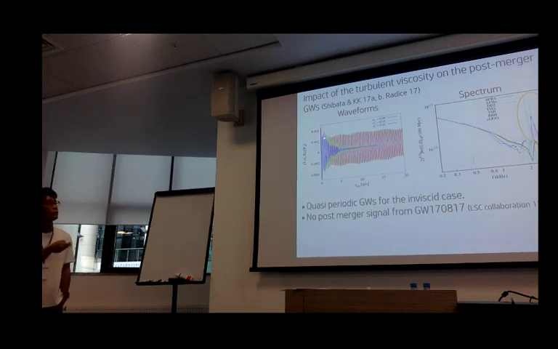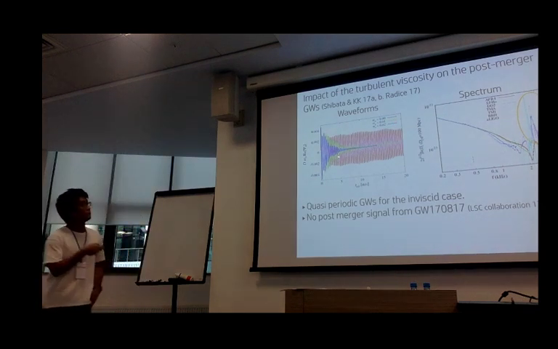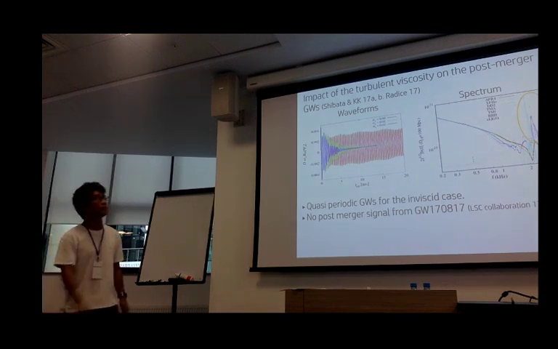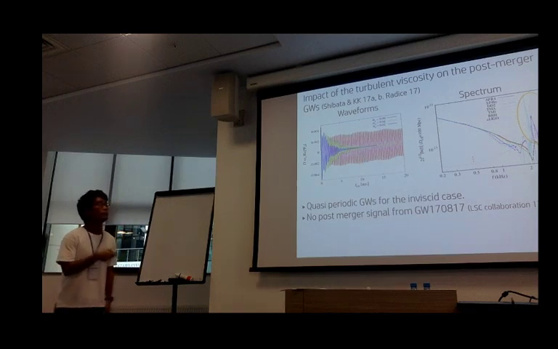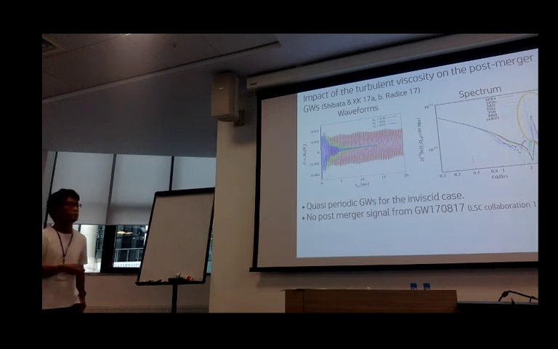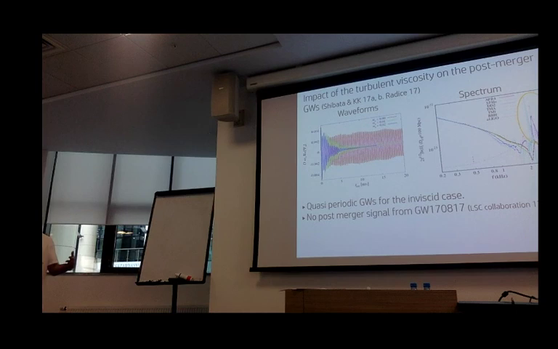So what is the impact of the turbulent viscosity on the post-merger gravitational waveforms? The left-hand side figure shows the waveforms: red is for the implicit case, and green and blue are for the viscous case. It is well known that in the implicit case, quasi-periodic gravitational waves are produced from the remnant hypermassive neutron star. However, in the viscous case, the amplitude quickly approaches zero because of the angular momentum transport. The system becomes quasi-axisymmetric.